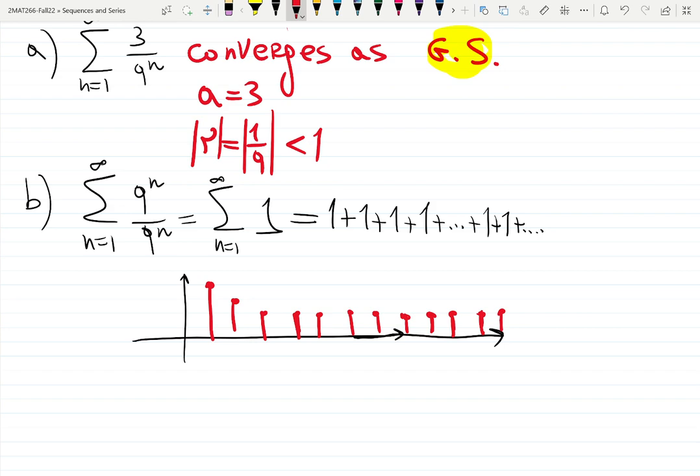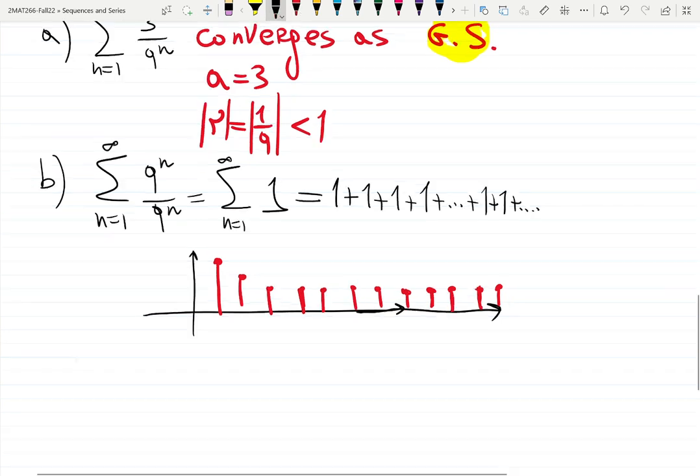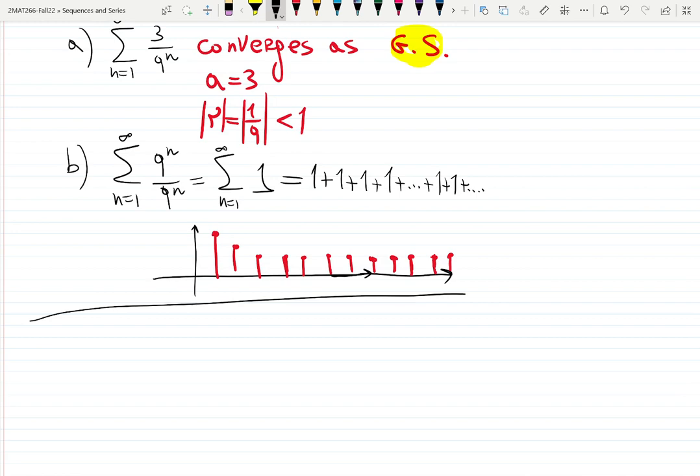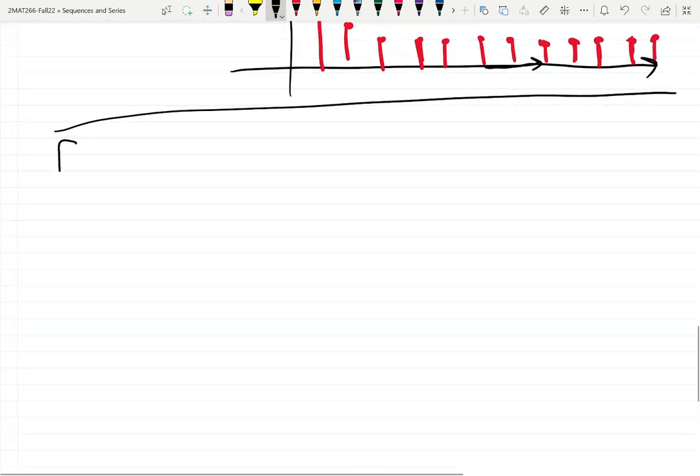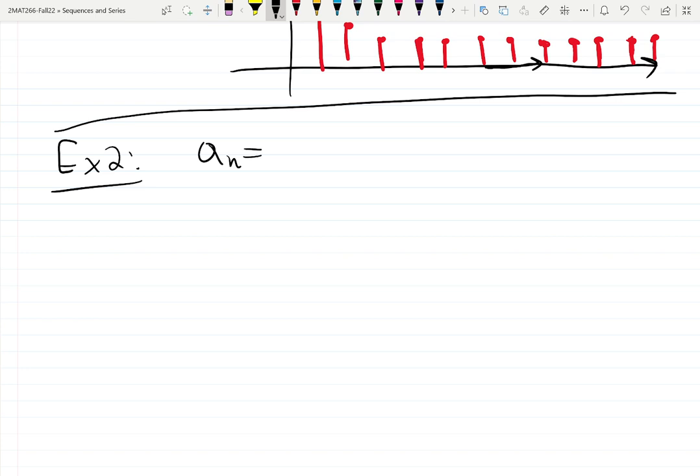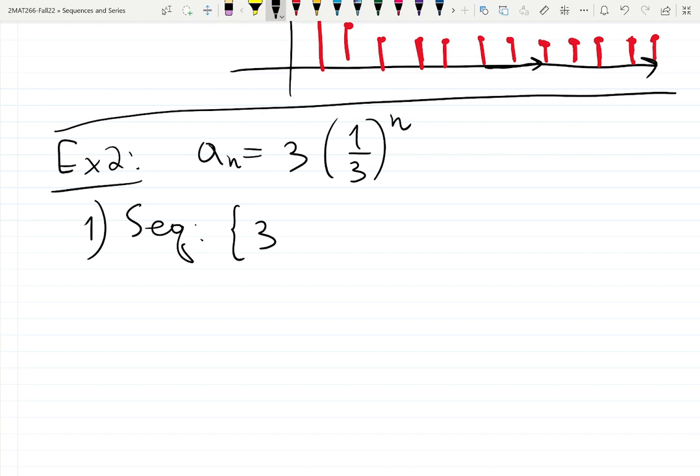2 more examples, and I also like that it's from your homework, so you can finish your homework. Again, the same idea, example 2. I give you a sub n and ask both series and sequence. 3, 1 over 3 to the n. How about that? What is going on here? 1, sequence. What does sequence do? 3, 1 over 3 to the n. You just check the limit, that's it.